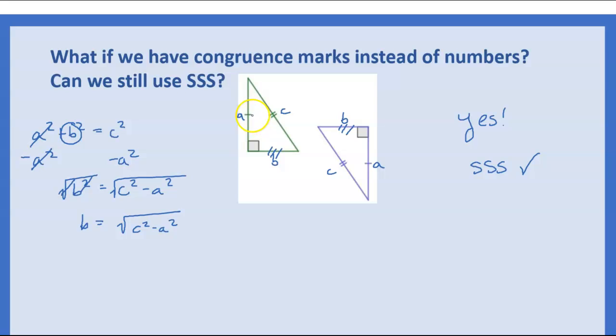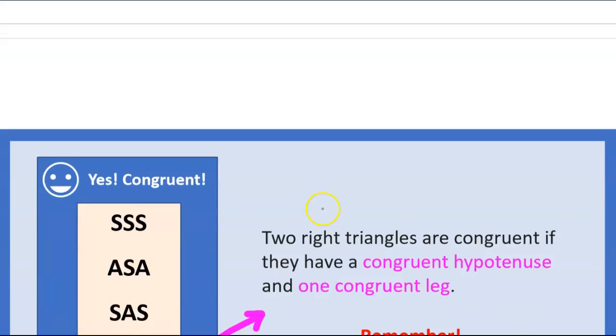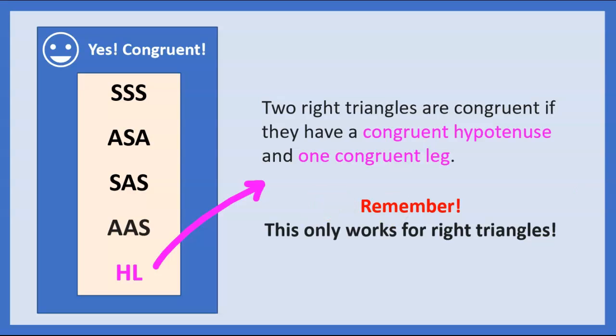Now you'll notice here what they provided us was the hypotenuse and a leg. So this rule is known as the hypotenuse leg theorem for triangle congruence. If they give us a congruent hypotenuse and a congruent leg of a right triangle, even though this technically is SSA, this special case of SSA does mean they are congruent. This is hypotenuse leg. So we're going to add that to our list as well. Hypotenuse leg is a valid congruence rule, but remember, it only works for right triangles.